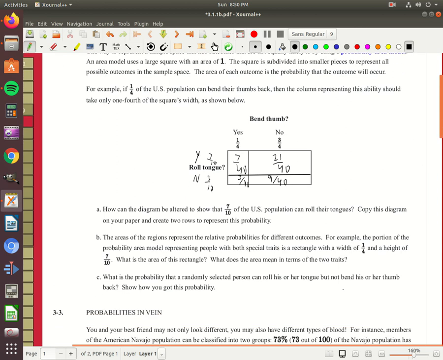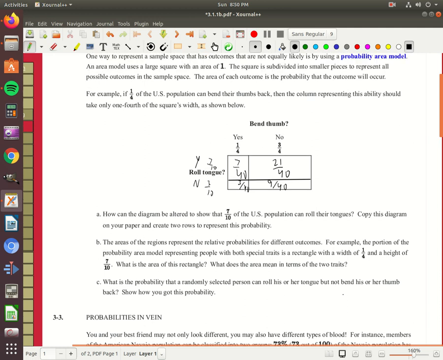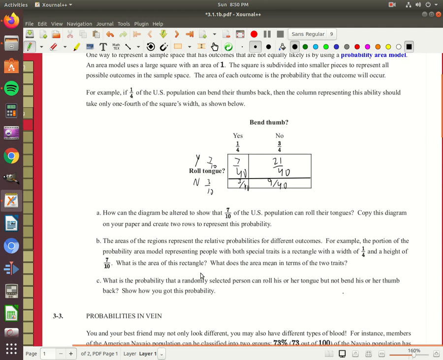So kind of interesting. It says, how can the diagram be altered to show 7/10? Well, we already did this. The areas of the regions represent the relative probabilities for different outcomes. For example, the portion of the probability area model representing people with both special traits is a rectangle with a width of a quarter and a height of 7/10, like we had right there. What is the area of this rectangle? We said it was 7/40. What does the area mean in terms of the two traits? That means that they can roll their tongue and bend their thumb.